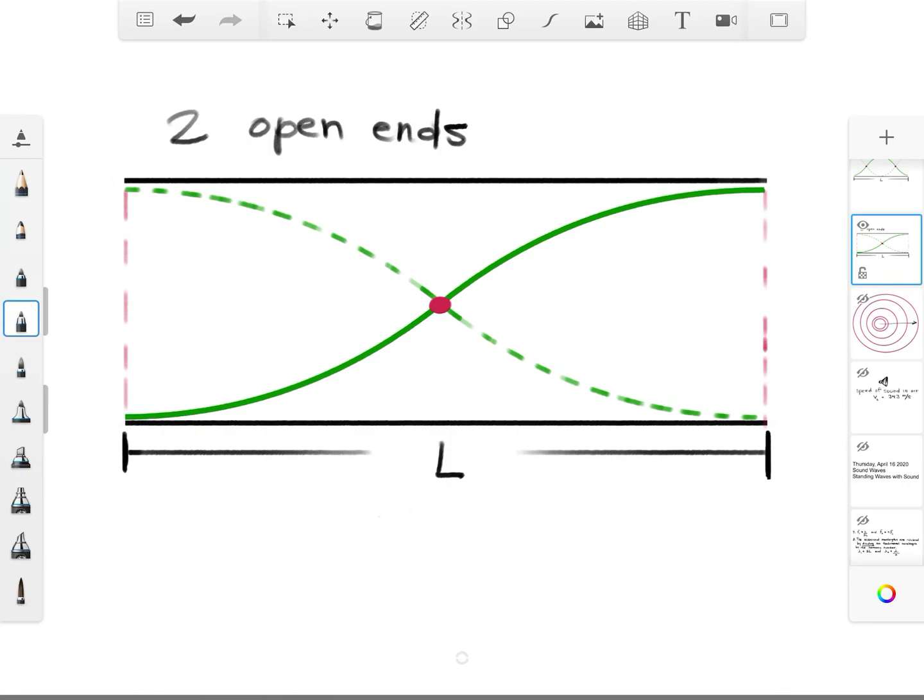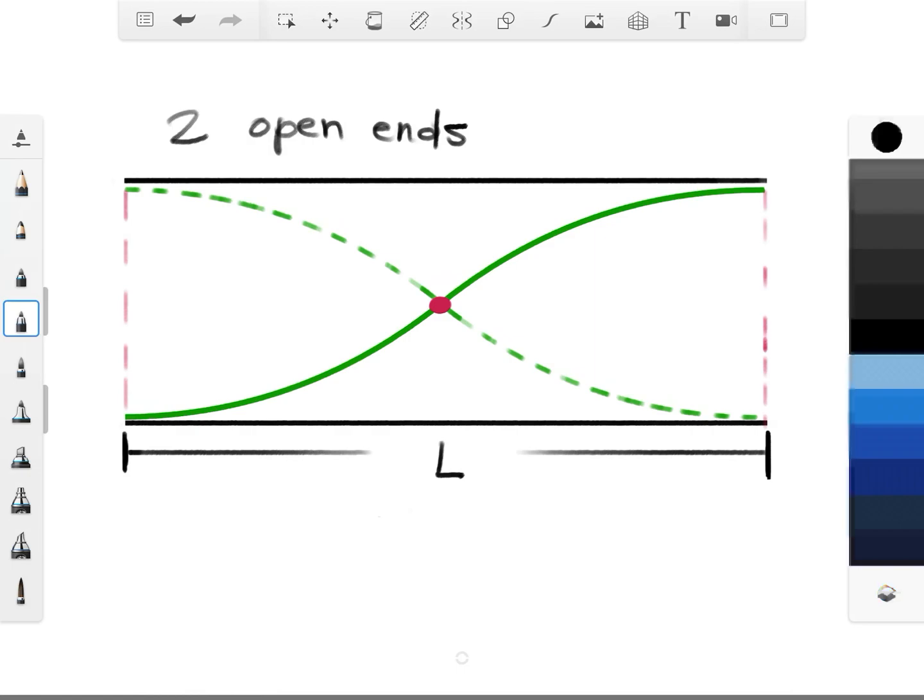Actually, that's wrong. It's actually a quarter of the wave in solid and a quarter of the wave in a dashed line. So let me say that one more time. Our solid line represents a quarter of a wave, and our dashed line represents another quarter of the wave. So when we put these two together, we get half of a wave.